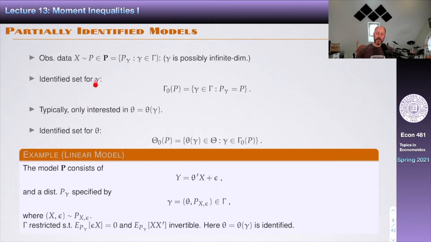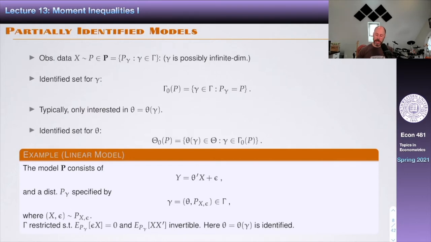Typically, we don't care about gamma. We just care about some feature of gamma that I'm going to call theta. And theta is what we care about. And the identified set for theta is just the projection. It's just going to be all the theta(gamma) such that gamma belongs to the identified set. So once you have this set, take any gamma in the identified set and take the thetas associated with that. That's the set. This is all conceptual. We're not doing anything. It's just definitional.